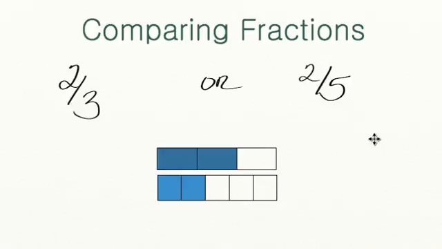So you might be a little confused. You might be wondering, why isn't 2/5 larger? The 5 is a larger number than the 3. Well, remember, we're not comparing just the denominators. You're comparing the parts to the whole. So even though they both have 2 parts shaded, our bottom fraction is split into a lot more pieces, which means each piece is smaller than if you had 2/3.